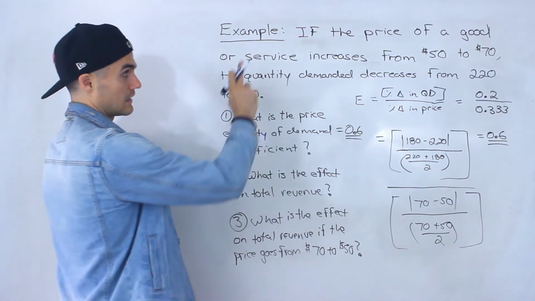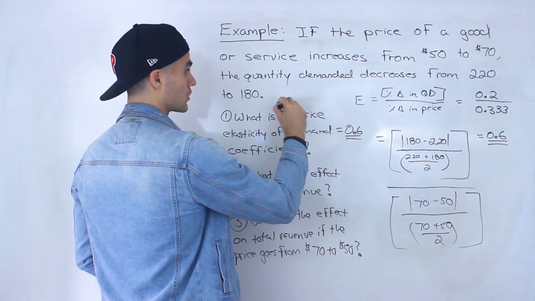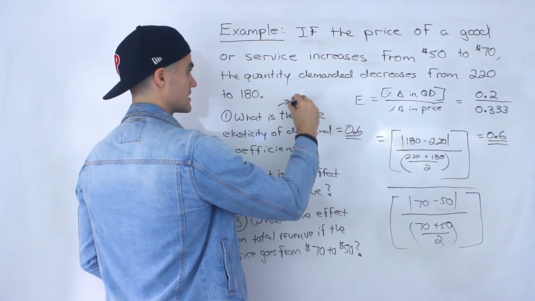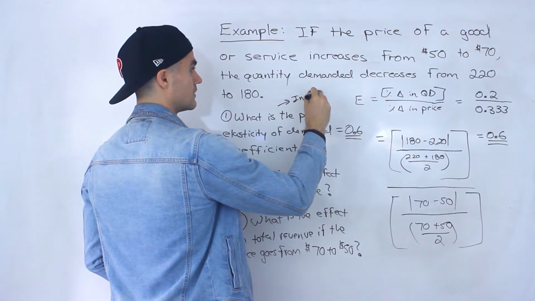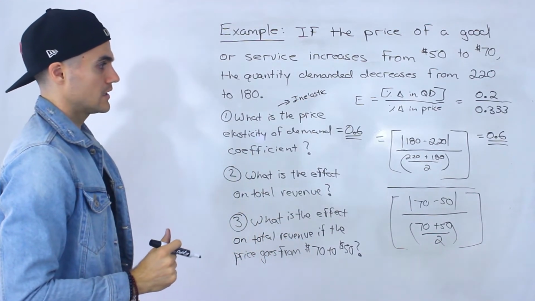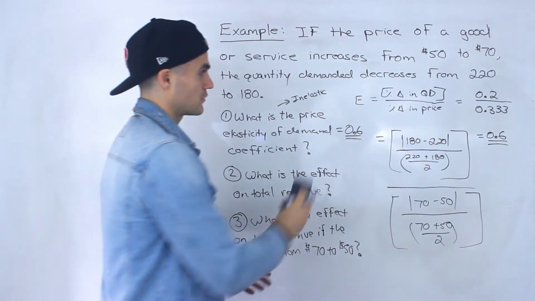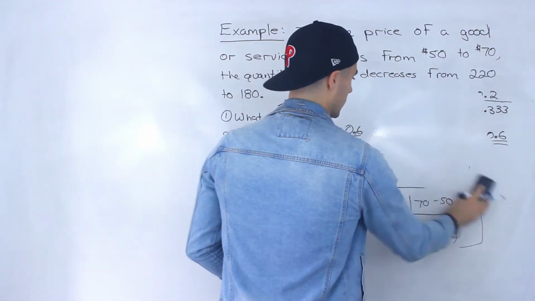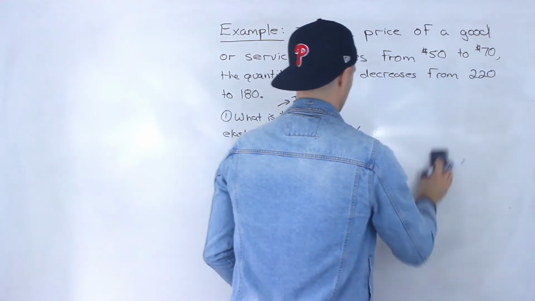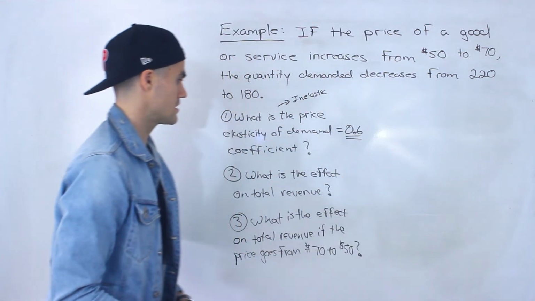So notice that this specific good or service that we're looking at, because it has a coefficient of 0.6, is considered inelastic. Right, so that is the algebra for it. Now, let's move on to questions 2 and 3, dealing with the total revenue, which is what I kind of want to focus on in this video.